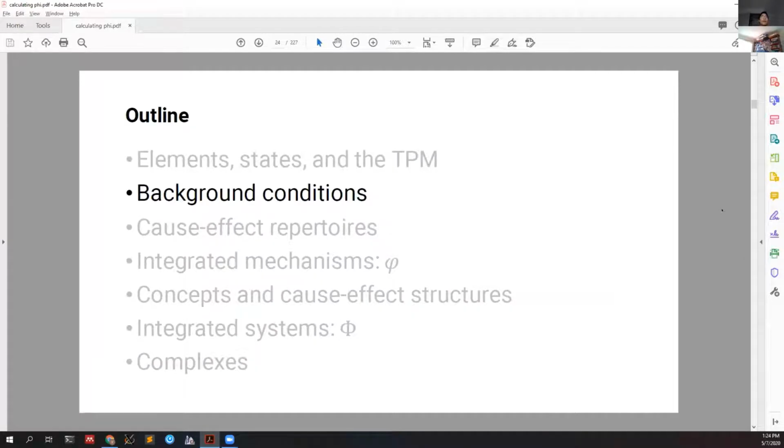So in the first section, I explained what kind of physical system IIT assumes and how we can compute TPM as a representation of the system. In the next section, I will explain how we can focus on a part of a system and how we can compute or get TPM corresponding to the part out of the network.